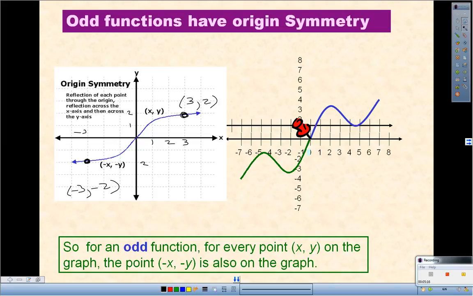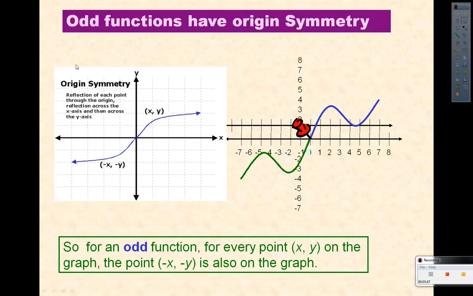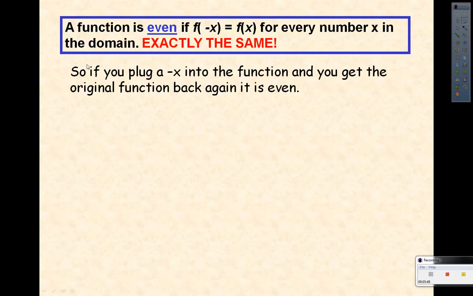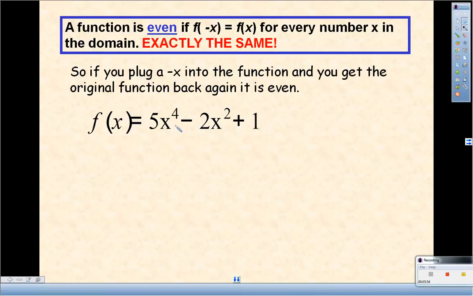Let's say I don't give you a graph. What if I just gave you an algebraic function, or a polynomial function? For example, the function f of x equals 5x to the fourth minus 2x squared plus 1, and I want you to classify if this is even or odd, or it might not even have any symmetry whatsoever. Well, here's the basic rule.